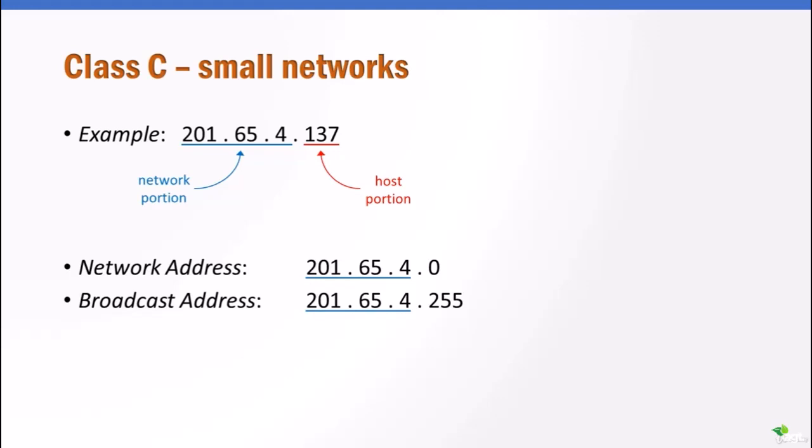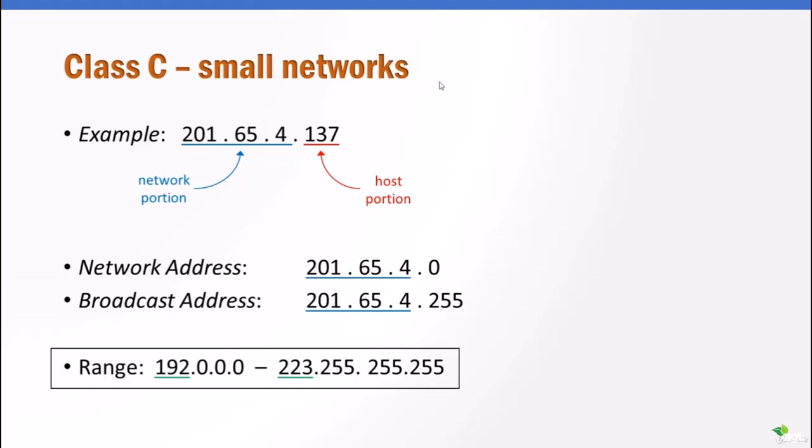Now, how do we know that an address belongs to class C? So once more, we look at the first octet, and if it's somewhere between 192 and 223, that's a class C address. Everything from 224 upwards is going to belong to those two additional classes, class D and class E.